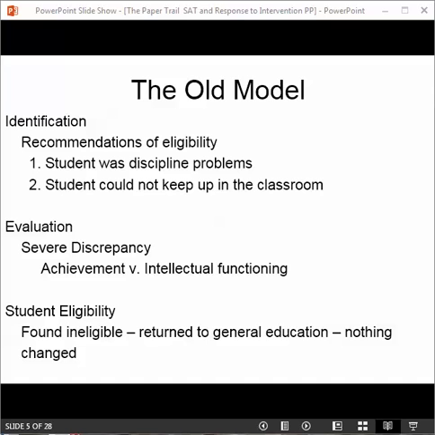The student would receive no help and would return to the general education classroom. In many instances, that student would struggle along, sometimes be held back in that grade and potentially again in another grade. The student would struggle along through school unless they were recommended again and failing enough to be determined eligible and then placed in special ed.